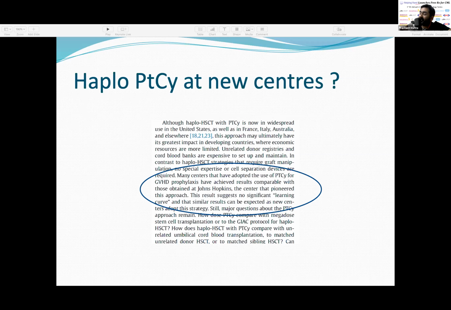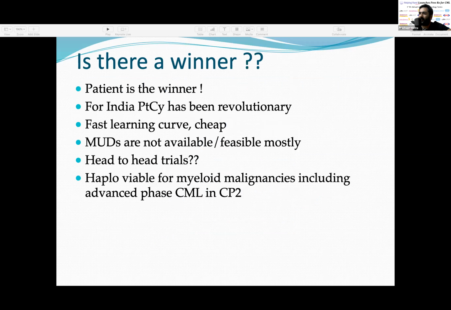Once you have achieved a remission in CML blast crisis and achieved a CP2, you don't want to delay your transplant. You want to do it as soon as possible. But this haplo PTCY is possible in newer centers as well, and the learning curve is pretty steep. So overall, I would say transplant as soon as you have achieved a CP2 in advanced phase CML. Don't wait. Also, if you have somebody who has developed resistance to TKIs and something like a T315I, it is better to transplant as soon as possible rather than waiting for a long time.